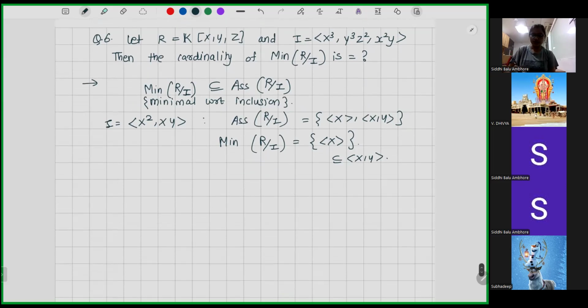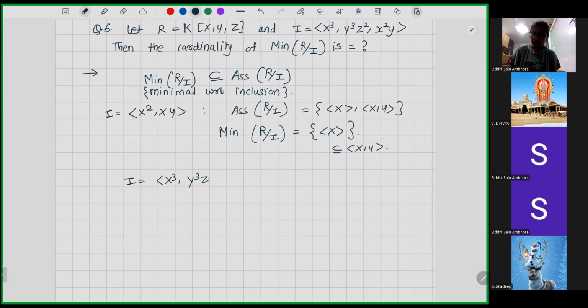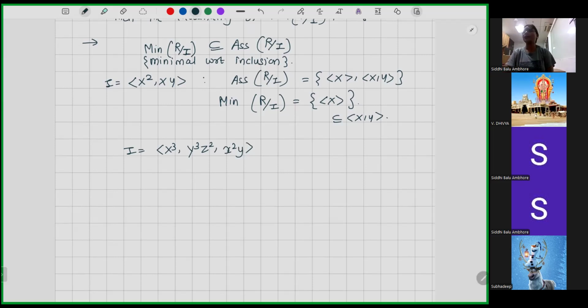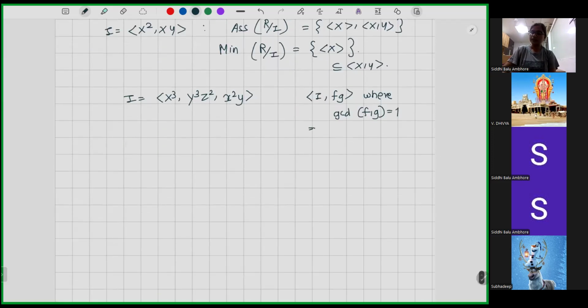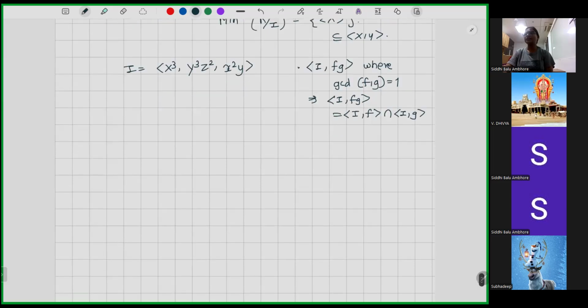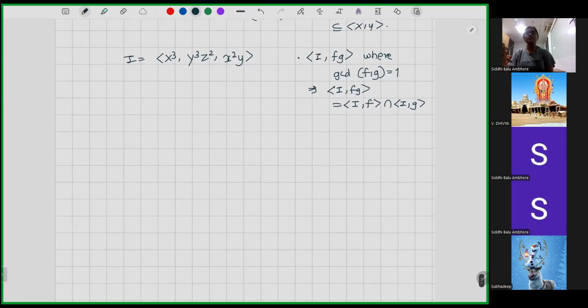Okay, great. So we again are working with this ideal (x cube, y cube z square, x square y). And we already did this last time as well, that when we have a monomial ideal, we can split them. So if I have a monomial ideal (I, fg), where GCD(f, g) is equal to 1, then I can write this (I, fg) as (I, f) intersection (I, g). So I will be using this. Okay, so let us check whether it's 3.